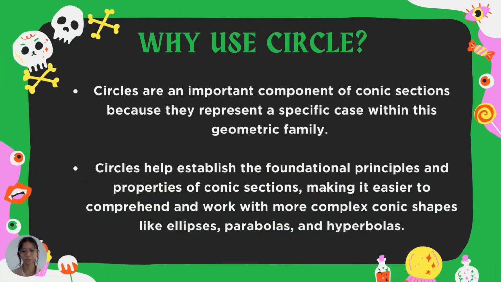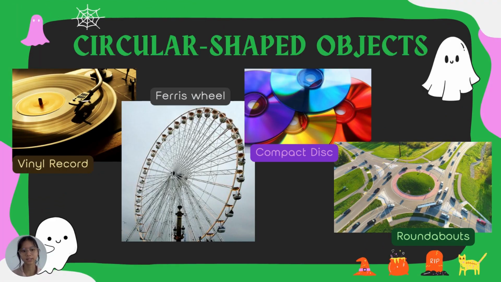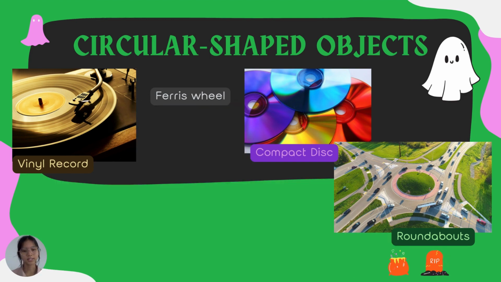So why do we use the circle? Circles are an important component of conic sections because they represent a specific case within this geometric family. Besides, circles help establish the foundational principles and properties of conic sections, making it easier to comprehend and work with more complex conic shapes like ellipse, parabola, and hyperbola. There are some examples of circular shaped objects: wind record, Ferris wheels, compact disc, roundabout, and others as well.